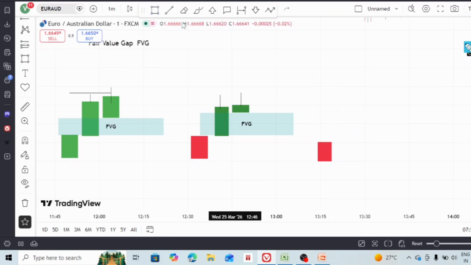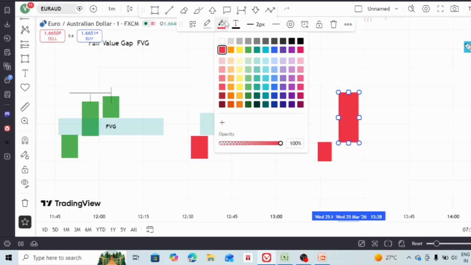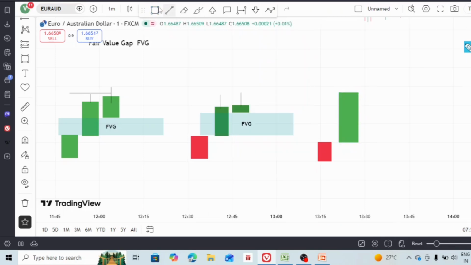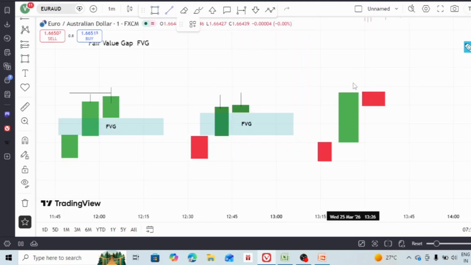This is the bearish candle, and this is the bullish candle. Then this is again a bearish candle. So let me give you, okay, this is a break wick.